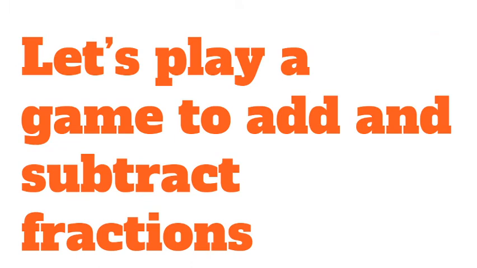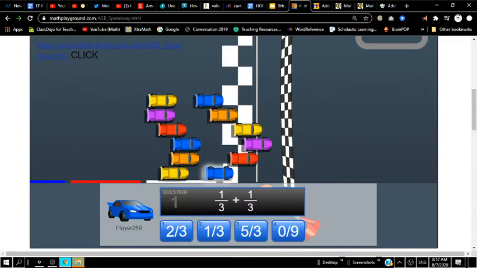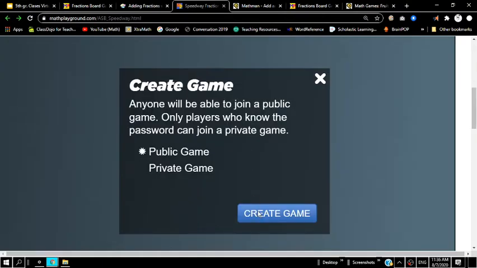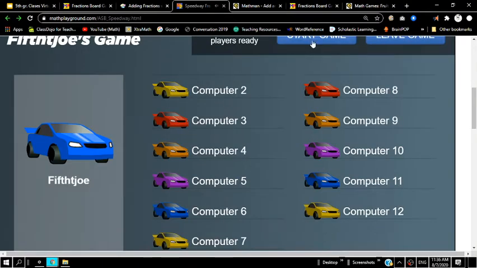Now what we're going to do is play a couple of games so we can understand fractions even more. The first game that I'm going to show you is called Speedway. Speedway is a game where you get to find the math problem on the bottom, and you have to try to race the car to the finish line. For example, 1/3 plus 1/3 would equal 2/3. So we're going to do this example, okay? And let's start the game.